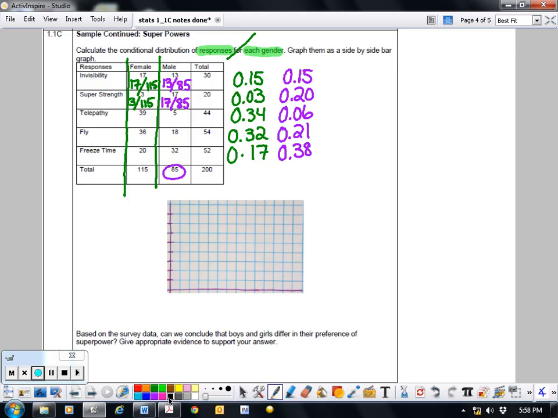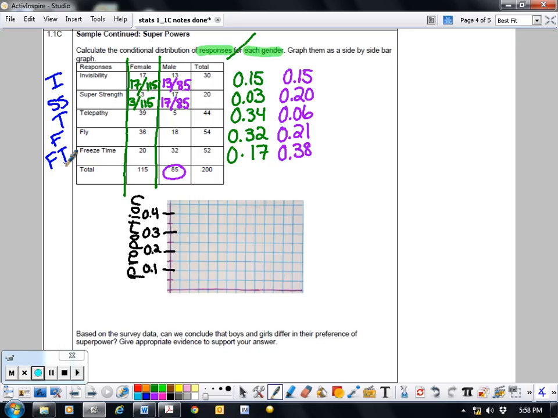So I'm going to do the same thing as last time. We're going to have proportion, and we're going to use that same scale as last time: 0.1, 0.2, 0.3, 0.4. I'm going to use the same labeling as I did last time: invisibility, super strength, telepathy, fly, and freeze time.